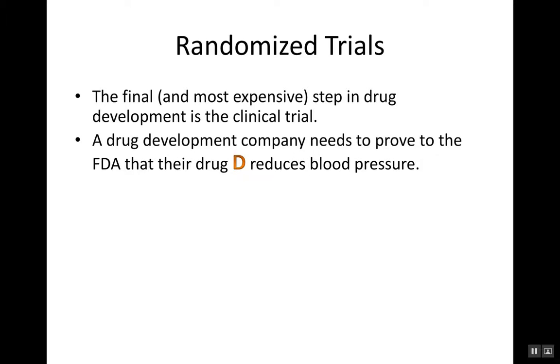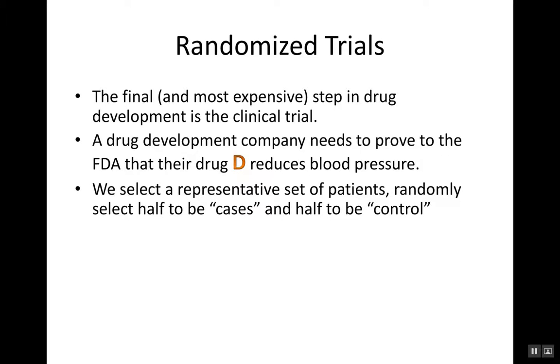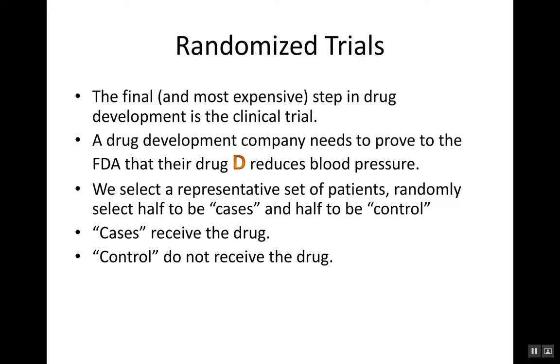The drug company needs to prove to the FDA, the Food and Drug Administration in the United States, that their drug, let's call it D, reduces blood pressure, let's say. So how do we do that? We randomly select a representative set of patients, who have to be cases and who have to be controls. The cases will receive the drug, and the control will not receive the drug.